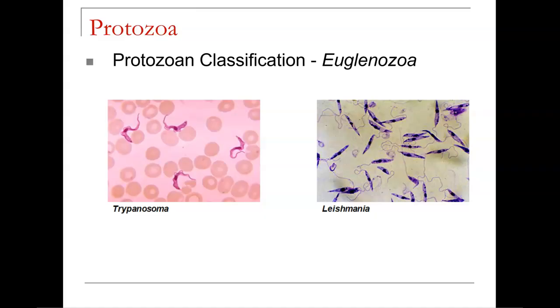The next one is Leishmania. This causes a variety of diseases that include kala-azar and oriental sores.